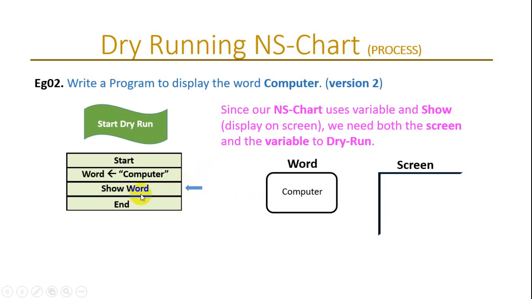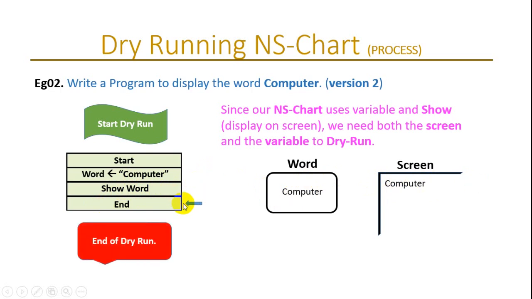Again we are talking about a variable, right? There's no double quotes here. If this had double quotes, then the word would appear here. But since this is not double quotes, it's a variable. So what is inside the word, which is computer, comes onto the screen, and then ending. Done. So this is the second version.